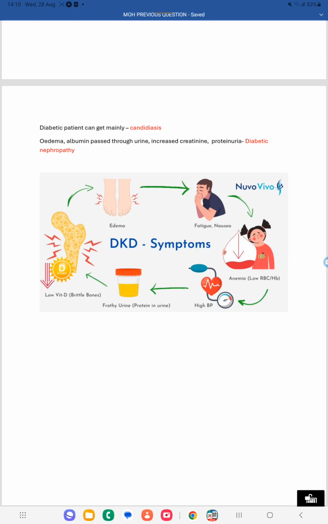So these are the symptoms of diabetic nephropathy. Due to diabetes mellitus, damage to the glomerular basement membrane happens, and because of that proteins leak through the urine and edema happens. Because of that come fatigue and nausea, and the kidney does not produce erythropoietin, so it results in low Hb. Then there is high blood pressure, proteins passing through the urine, proteinuria, and vitamin D is not produced, so it results in brittle bones. So these are the symptoms of diabetic nephropathy.